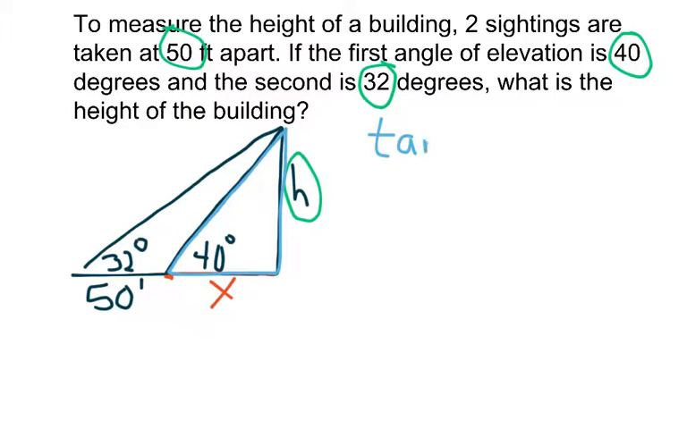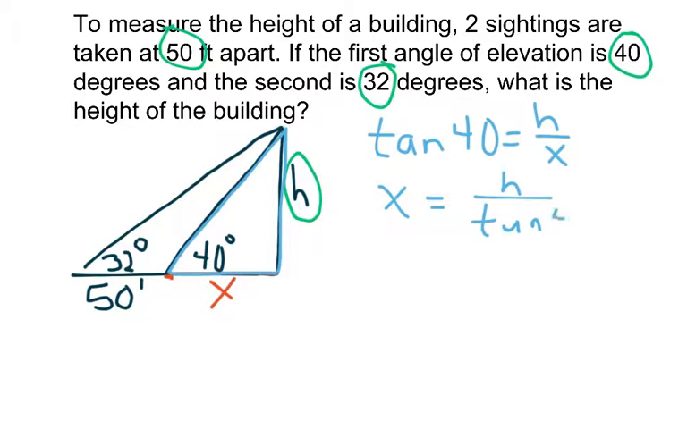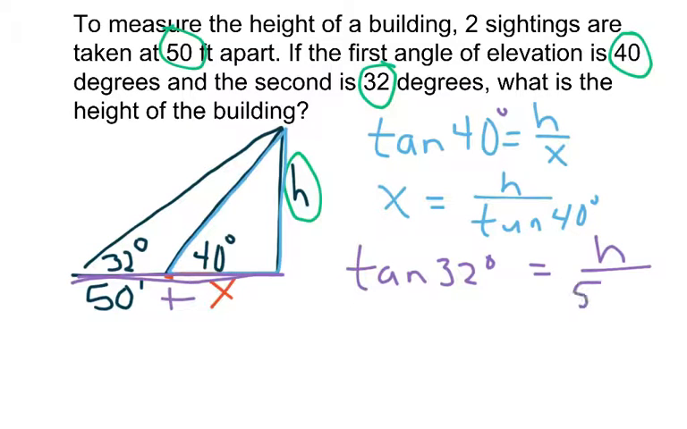So tan of 40 equals height over x. And I want to know what x is, and we'll see in a minute why. So x equals h, the height, over tan of 40 degrees. Alright, so that's that part. Now for the 32 degrees, we're going to use tan of 32 degrees equals height over 50 plus x, because it's this whole length here. So you're going to put 50 plus x, and we're going to solve for height.